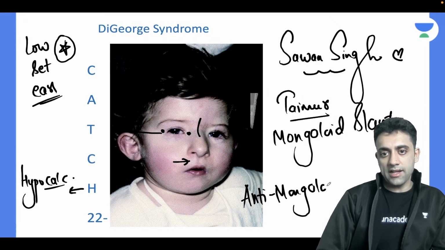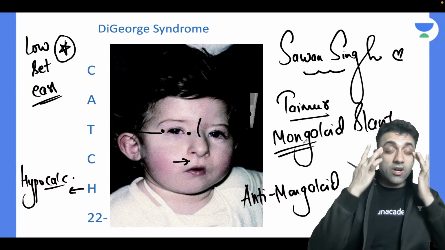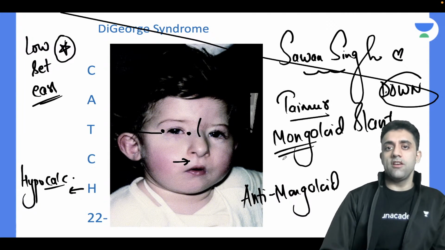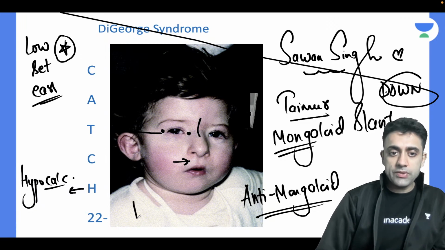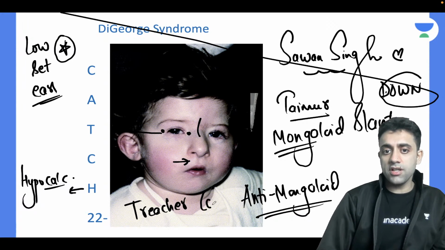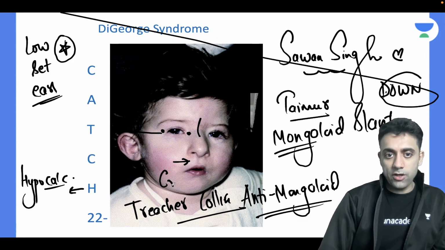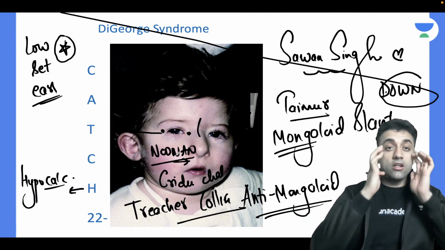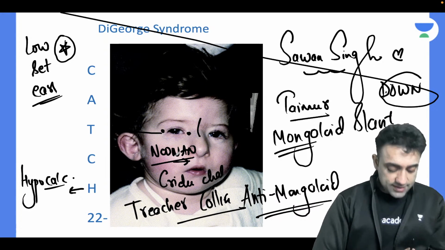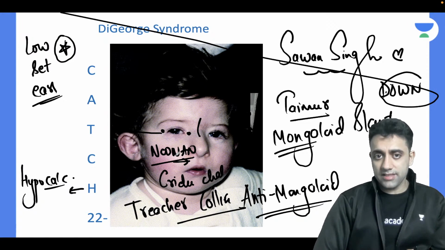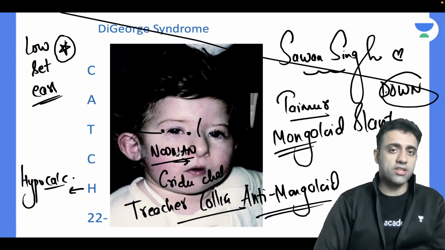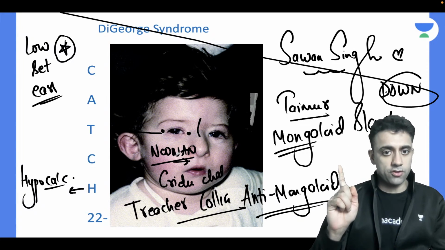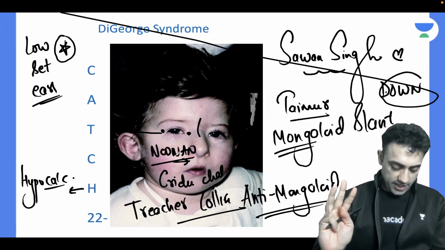anti-mongoloid slant. Mongoloid slant is upward slanting of eyeballs seen in Down syndrome. Whereas anti-mongoloid slant, where do you see? You see it in Treacher Collins syndrome, in Cri-du-chat syndrome, and also some cases of Noonan syndrome. Also, you can see a downward slanting of eyeballs. In this case, actually, what you called, it is seen, but the book does not mention it. In the book they have not mentioned that the anti-mongoloid slant is seen in DiGeorge, so we will not comment about it. Treacher Collins they have told, Cri-du-chat they have told, Noonan syndrome they have told, है ना सारिका?